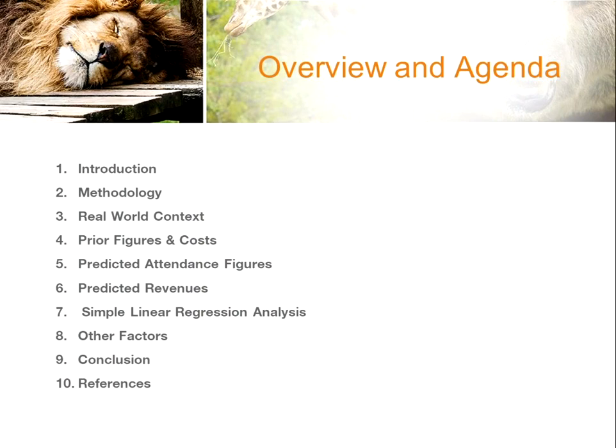Looking at our overview and agenda, this presentation will cover the case study of Akron Zoological Park and their goal to increase the park's annual attendance rate. We will review the zoo's figures and costs from 1989 to 1998, along with the predicted annual attendance rate and revenue for 1999 and 2000. A simple linear regression analysis was conducted in order to calculate and display those ratings. Other factors and independent variables that could potentially affect the attendance rate were also considered, ending with a conclusion and recommendation of how the zoo should proceed in order to reach their goal.